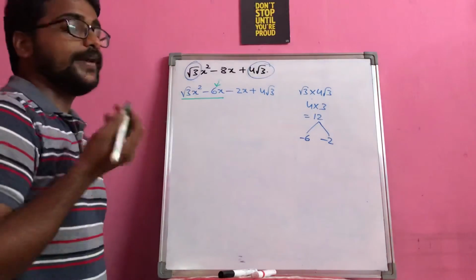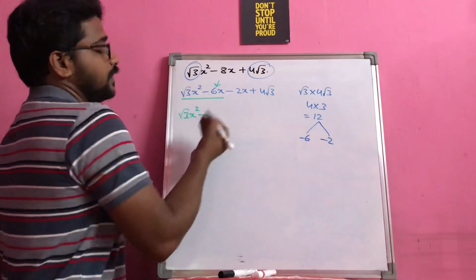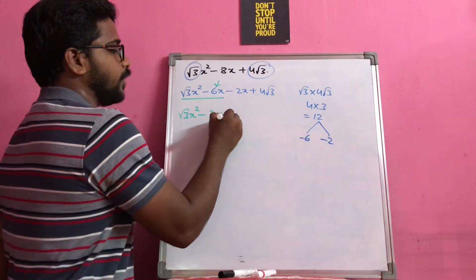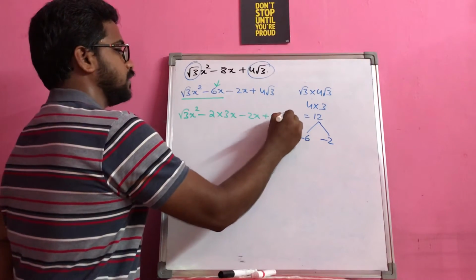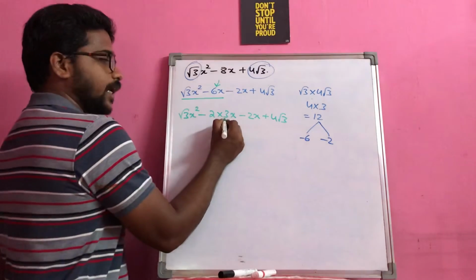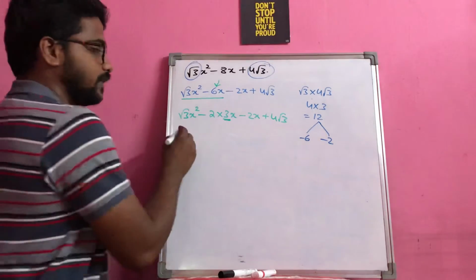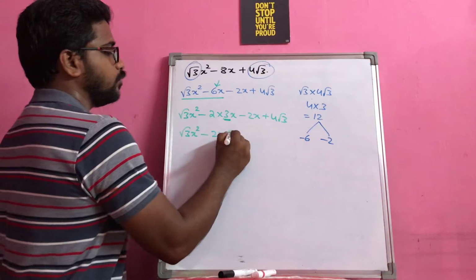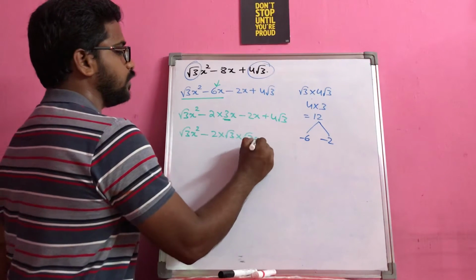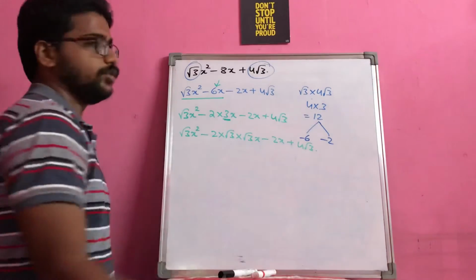But if you just try to modify it something else. First term is root 3x square. 6 can be written as 2 into 3. And this part will be as it is. Now you have a chance of root 3 in case of a 3. That means this root 3x square minus 2 into root 3 into root 3x minus 2x plus 4 root 3.